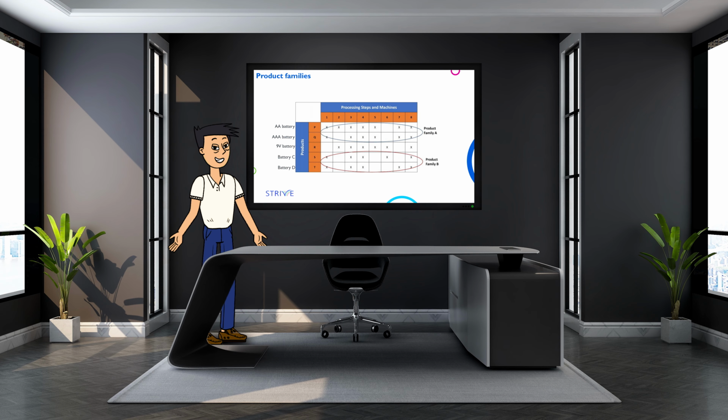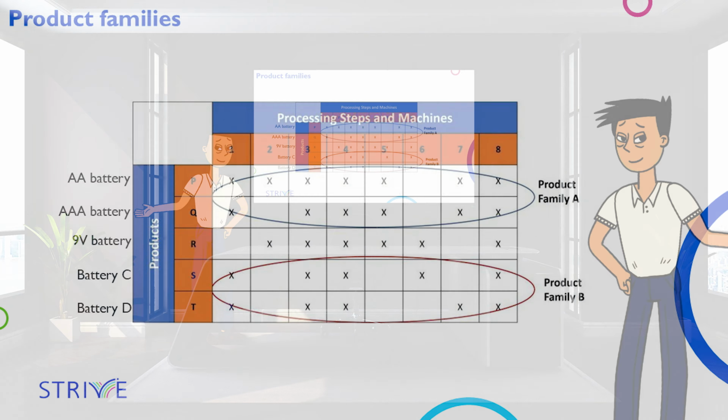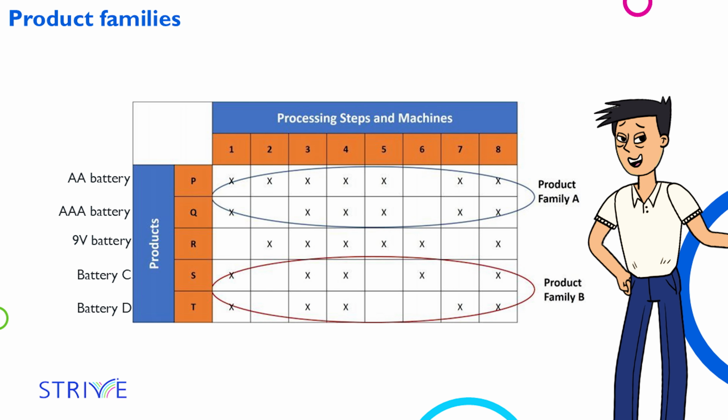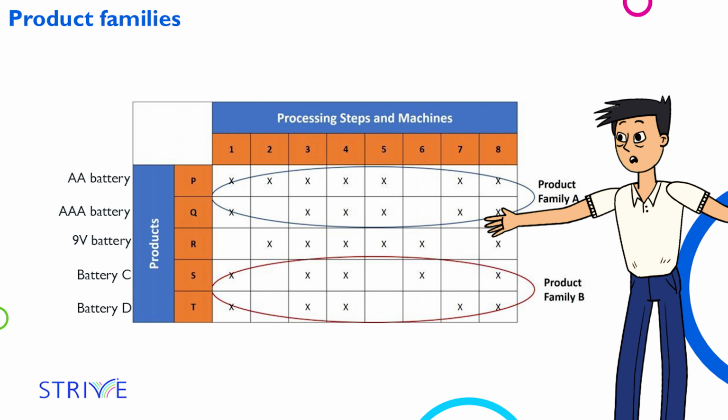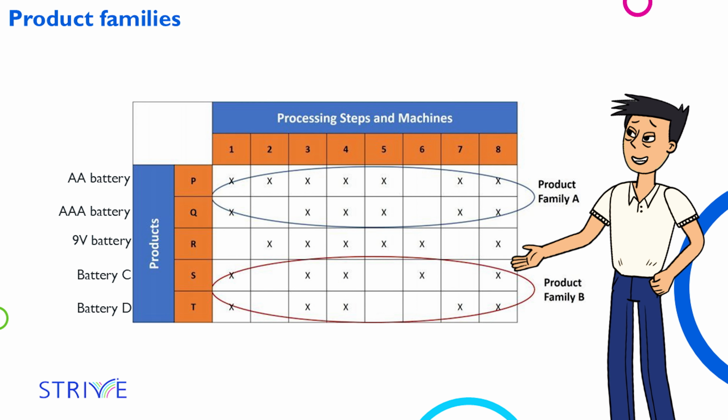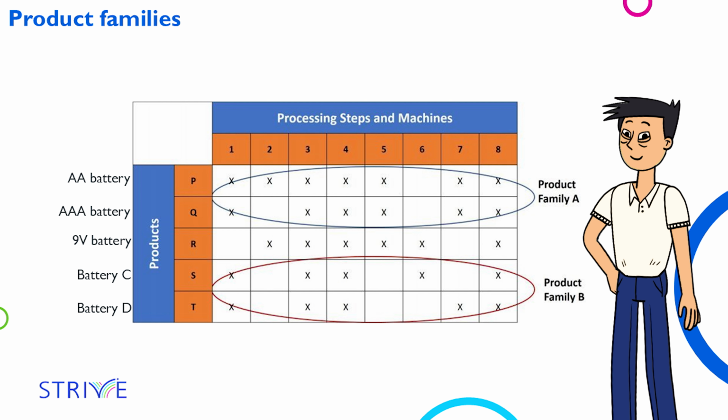What we've provided here on this slide is a little example of how this would look, because it can be a little bit difficult to get your head around this particular QI tool. This shows the products P, Q, R, S and T down the left hand side, and next to them I've given an example of what each might be. So product P might be an AA battery, product Q might be an AAA battery, product R might be a 9-volt battery, and so forth. Going across the top are the processing steps and the machines it would take to create these types of batteries.